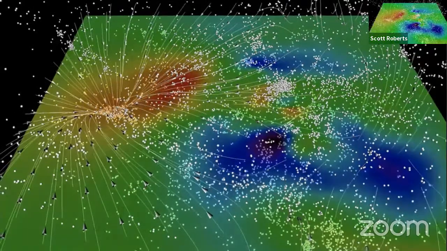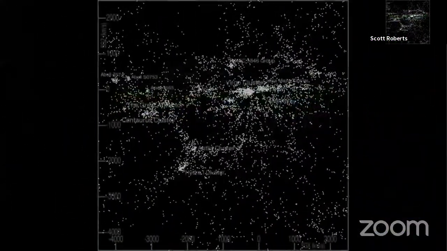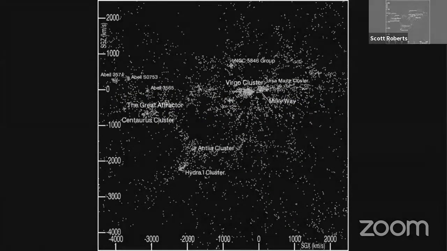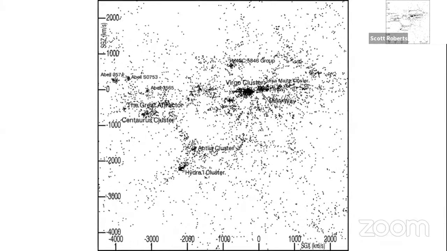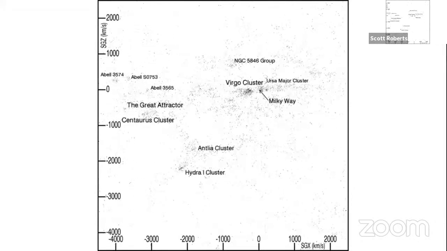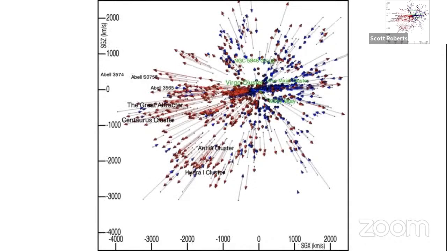Now there is a 90-degree rotation and the slab being considered is 2000 km per second thick, capturing the wall of structure running from Centaurus and Antlia through Virgo and Ursae Major. Again, the map of observed peculiar velocity reveals the right-left dichotomy. Blue arrows towards us on the right, red arrows away on the left.